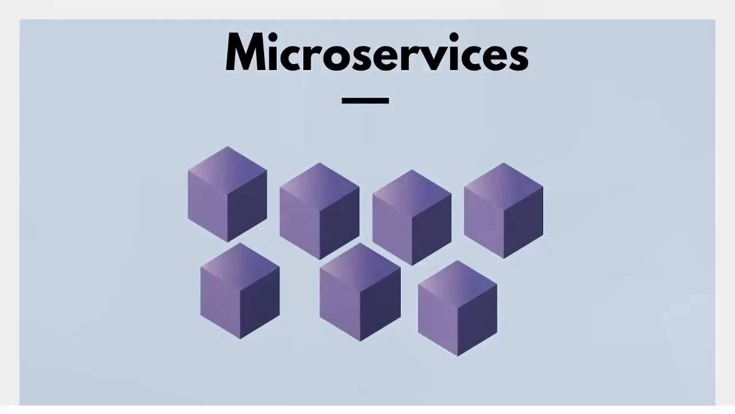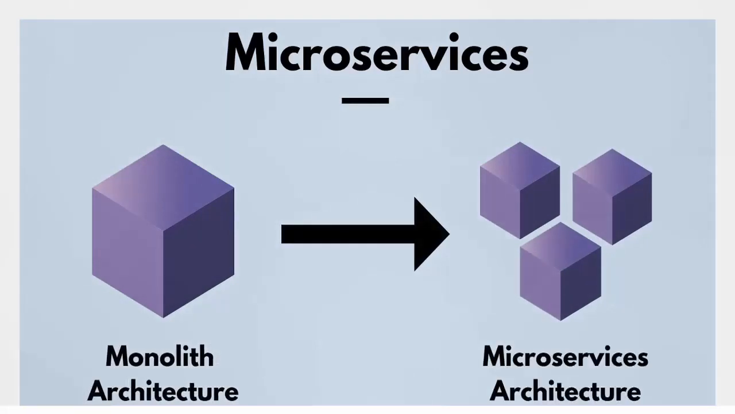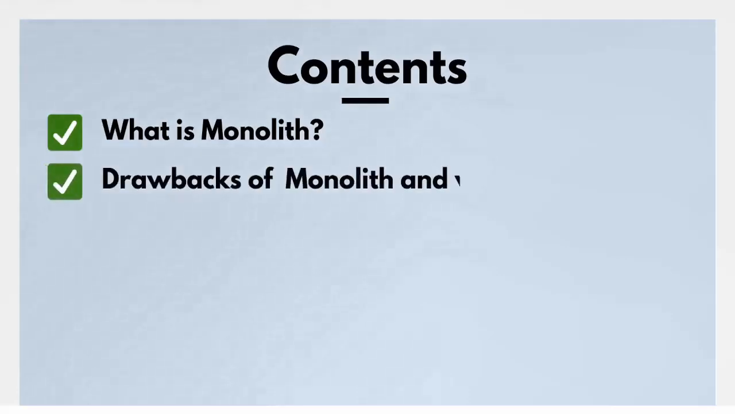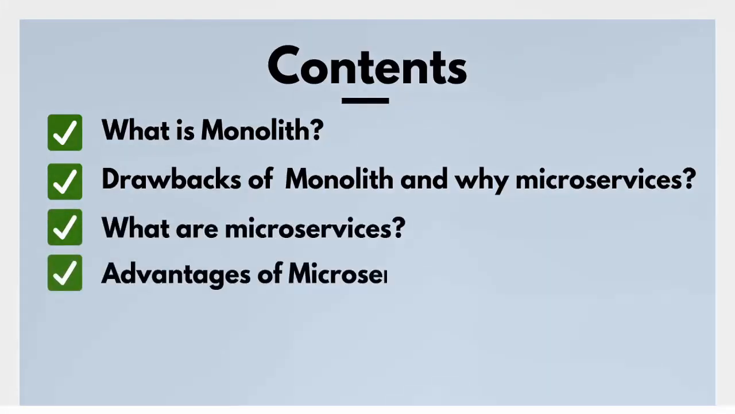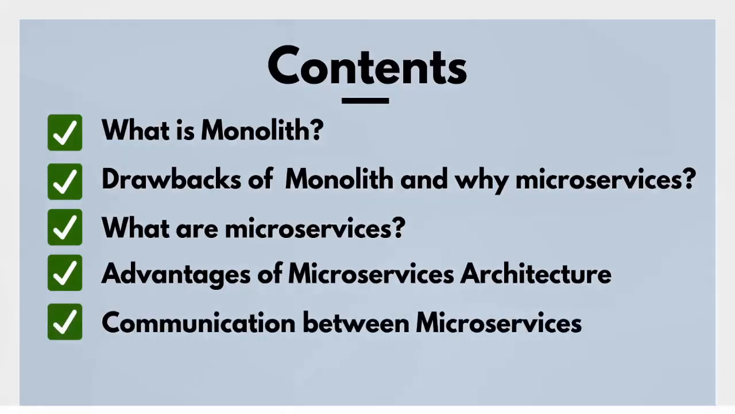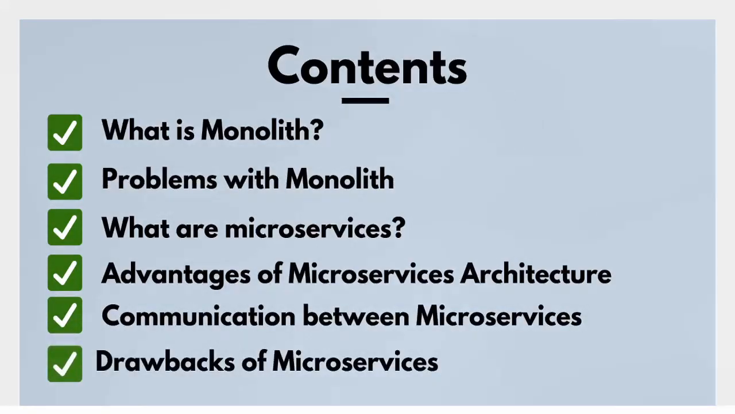In this video, we'll discuss microservices, how and why IT moved from monolithic architecture to microservices architecture. So first, I'll start with what a monolithic architecture is, what some of its drawbacks were, and why the industry slowly shifted from monolithic architecture to microservices architecture. Then I'll explain in detail what microservices are and their benefits. Then we'll also discuss how microservices communicate as well as some of the challenges that are introduced as part of microservices. So let's get started.